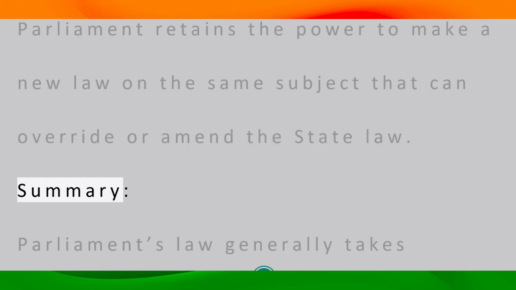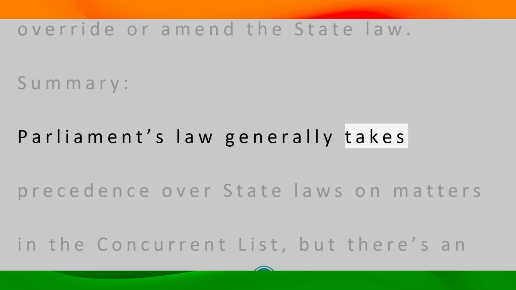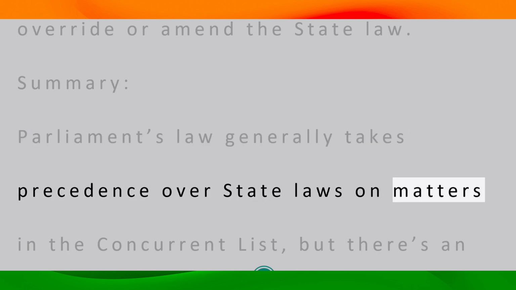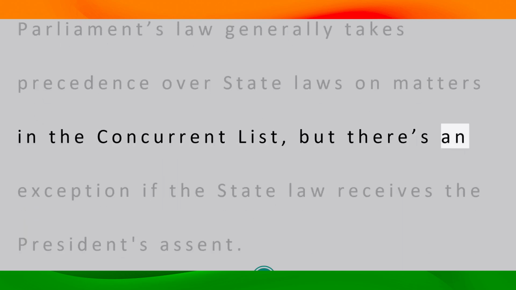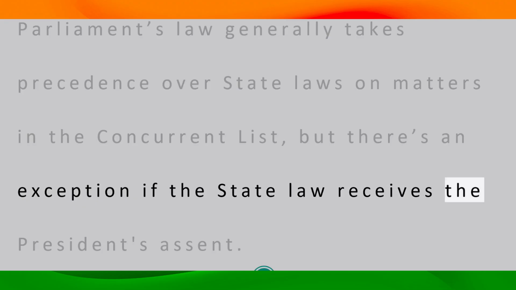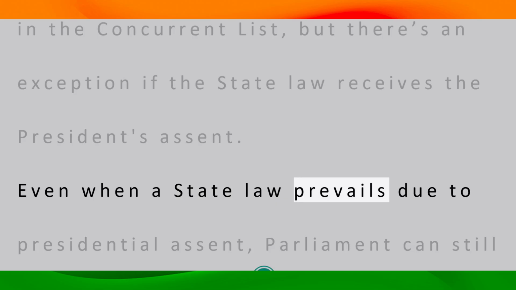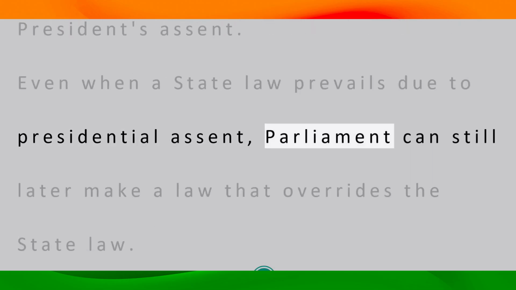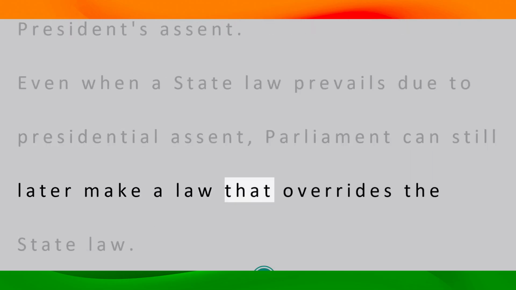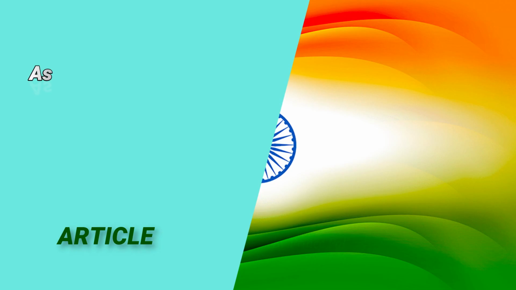Summary. Parliament's law generally takes precedence over state laws on matters in the Concurrent List, but there's an exception if the state law receives the President's assent. Even when a state law prevails due to presidential assent, Parliament can still later make a law that overrides the state law.